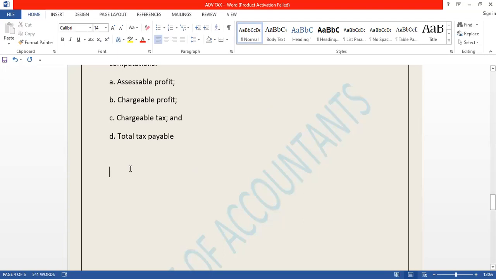So we are going to the solution straight away. So let's say solution. So under this, we have workings, or before workings. The name of the company is Global Oil and Gas Limited.